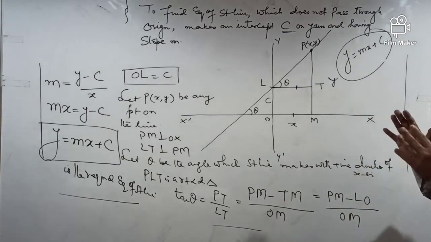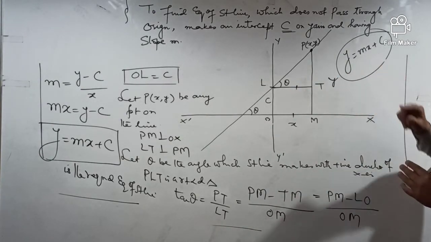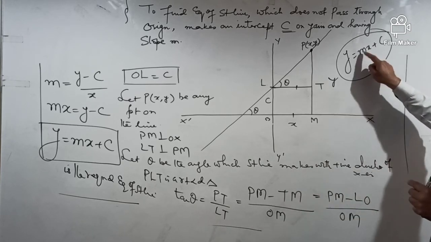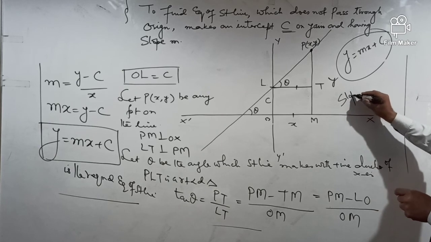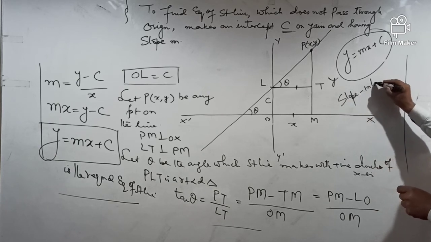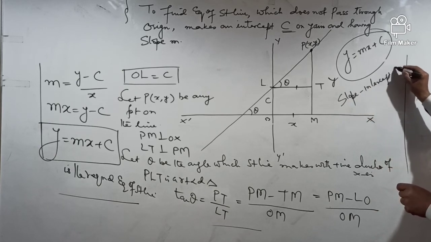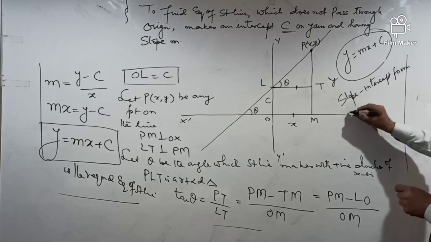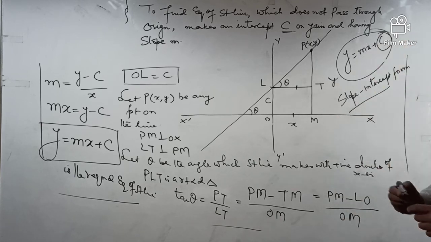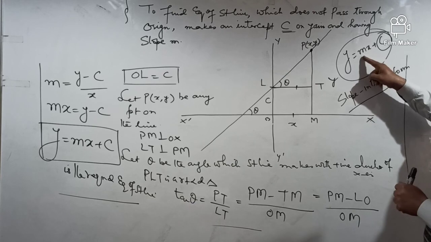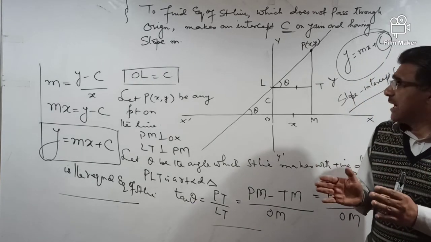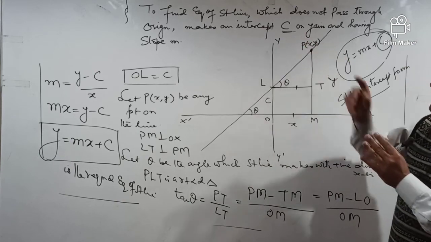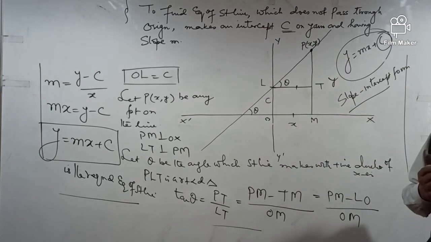This is the very important equation of straight line, and this equation is called slope intercept form. यानी इसमें एक slope है और इसमें एक intercept का इस्तेमाल होता है. So once you know the slope and you know one of the intercepts, you can find the equation of the straight line which makes an intercept c on the y-axis and having slope m.